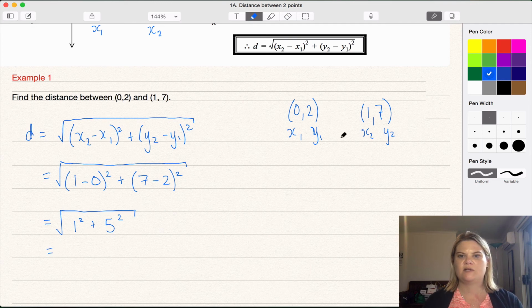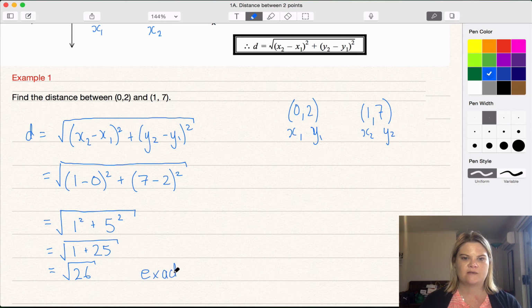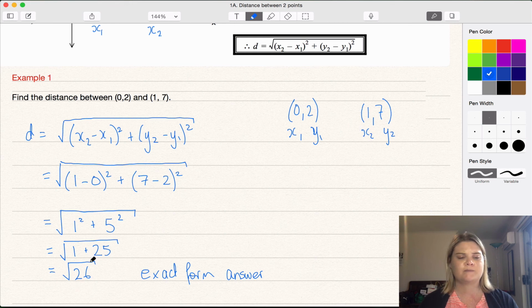And this is where, if you did the opposite, your numbers should start to look similar to mine. So 1 squared is 1, 5 squared is 25, square root of 26. Now, if you are asked for an answer in exact form, this is the one you give. Just give the square root like this. It's called a surd with a square root on it. Completely fine to leave it like that, just like when we do our Pythagoras problems.